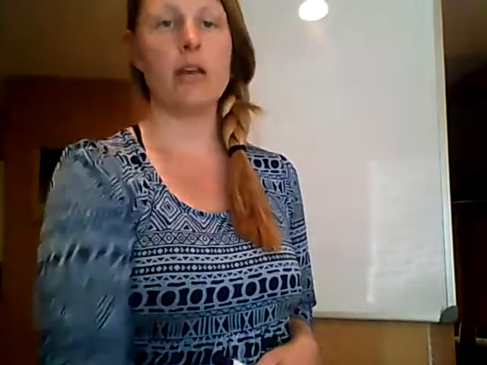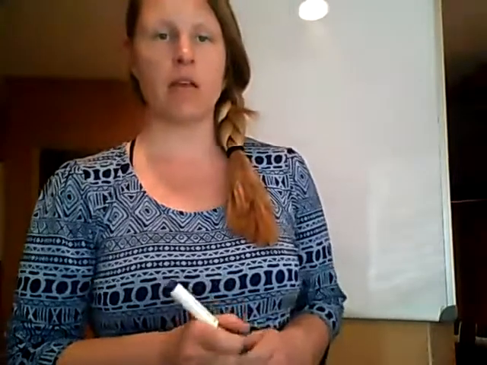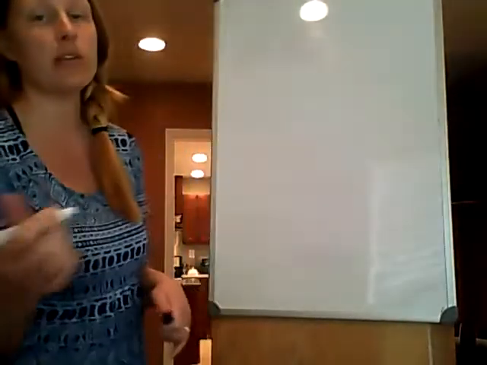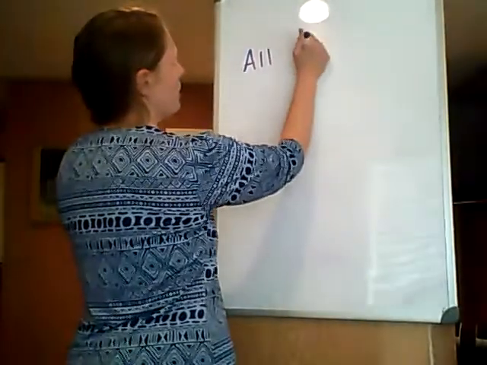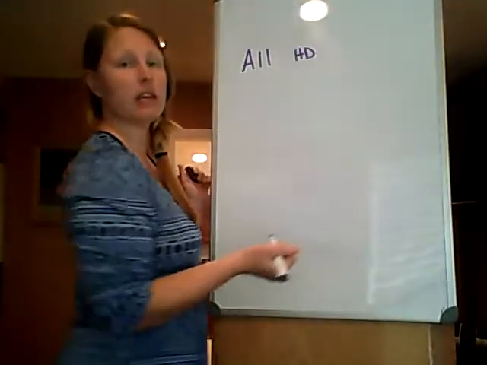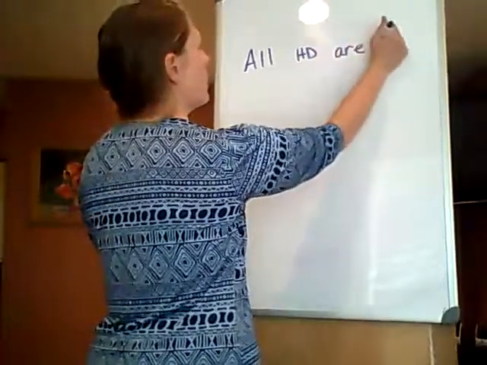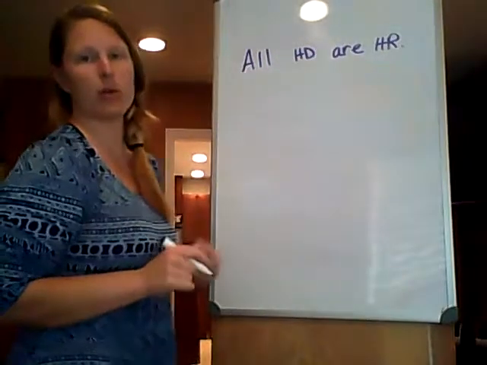Okay, so we're now going to do number 3 on the syllogism worksheet. Number 3 says all historical dates are things that are hard to remember. So I'm going to abbreviate that. All historical dates, so HD, are things that are hard to remember. So I'm just going to say HR. All HD are HR.